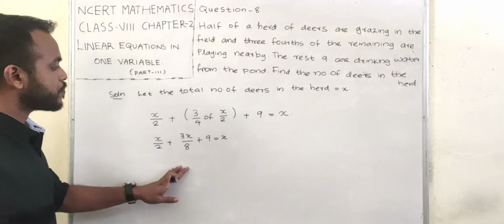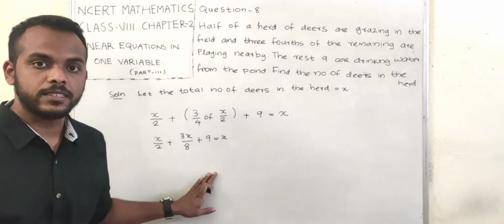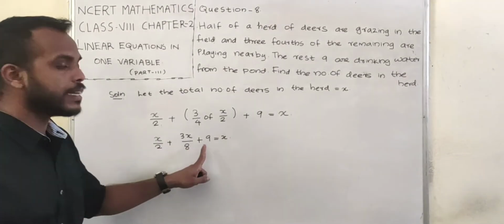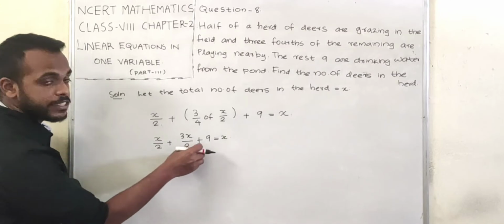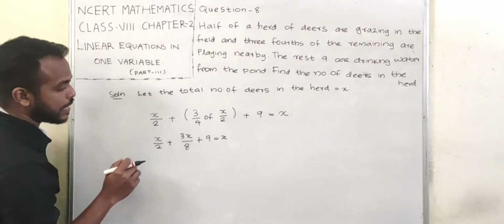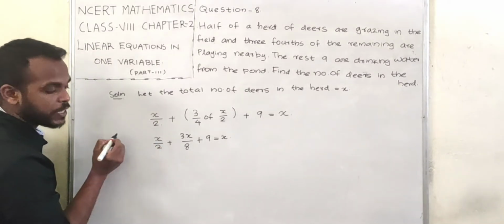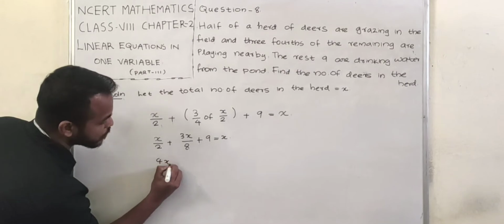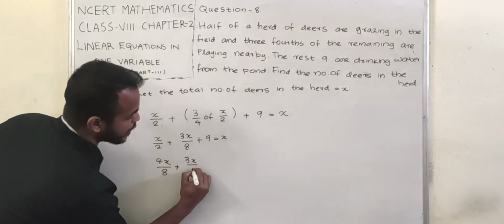Now what shall we do? We can use any method. I am going to go for the LCM method. What is the LCM of 2 and 8 here? It's 8, right? So I am going to make the denominators of each of the numbers as 8. So we need to multiply 4 here. The same 4 is to multiply the numerator as well. So it will give us 4x by 8 plus 3x by 8.